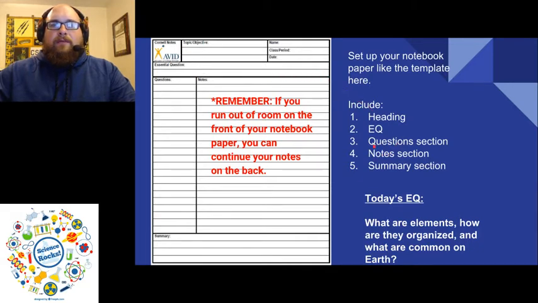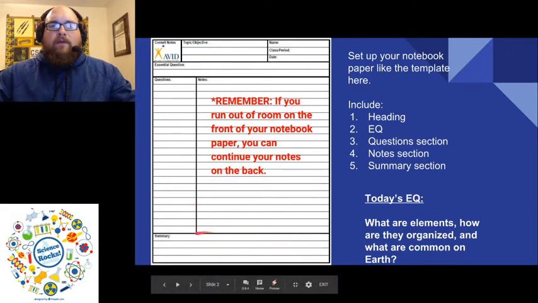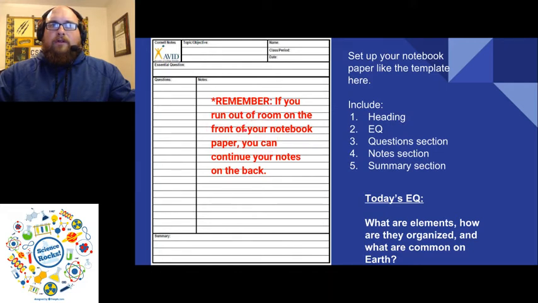We also need to set up the three sections of Cornell Notes on the rest of the notebook paper. So we need our section for questions, our actual block for notes, and then our summary section. Questions, of course, go on the left-hand side. Notes should be the largest block, okay? Make it as large as you can to still have space for the others. And then lastly, the summary should take up about four lines here at the bottom of your paper. Now, do remember that if you run out of space on the front of your notebook paper, you can continue your notes on the back. So feel free to use up your paper as you see fit.